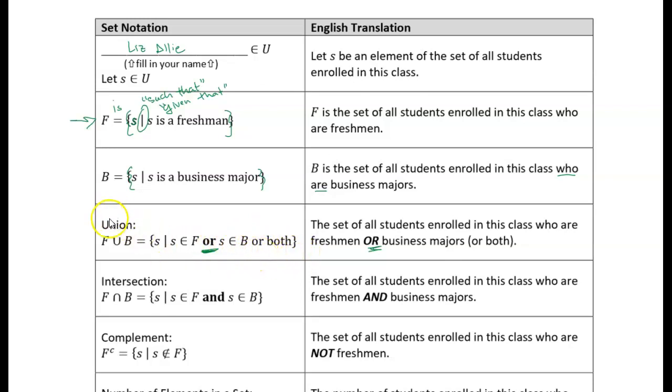In mathematics, we use this U shape. It's not a U with a tail like we would write as a letter. It's just a cup, a U without the tail. So the union of F and B is a set of all students such that S is either an element of the freshman set or S is an element of the business major set, or both. That's what union means.